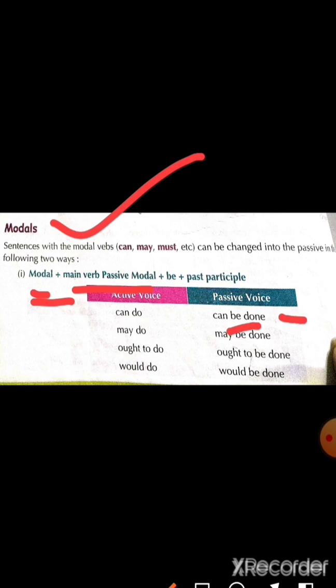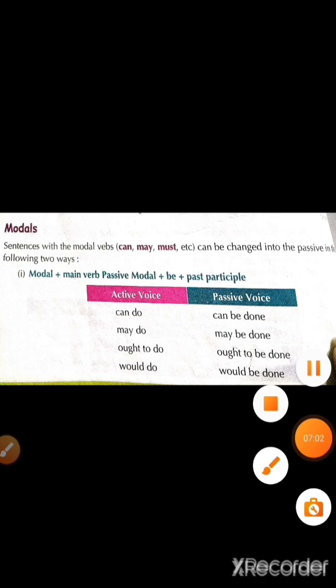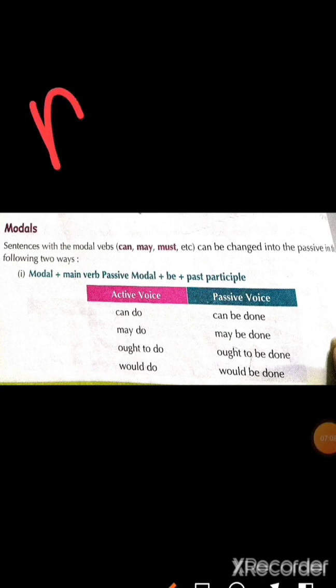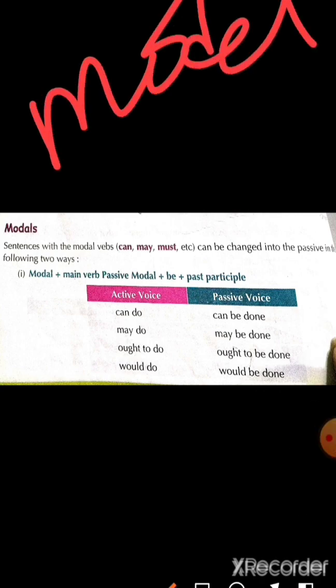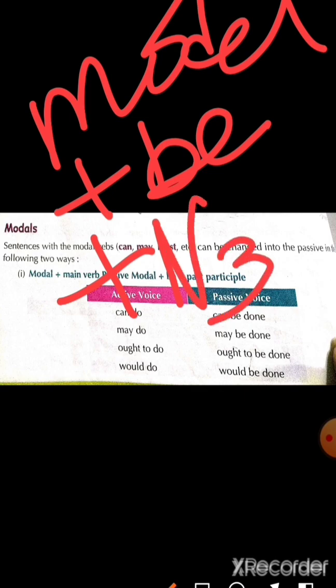Like may do, so after we write the modal verb, then be, and then the past participle form of the main verb. Okay, so our rule is to write the modal verb, then we will write be, and after that we will write the V3 form, that is the past participle form of the main verb. This is how we will change the sentence with modal verb to passive voice.